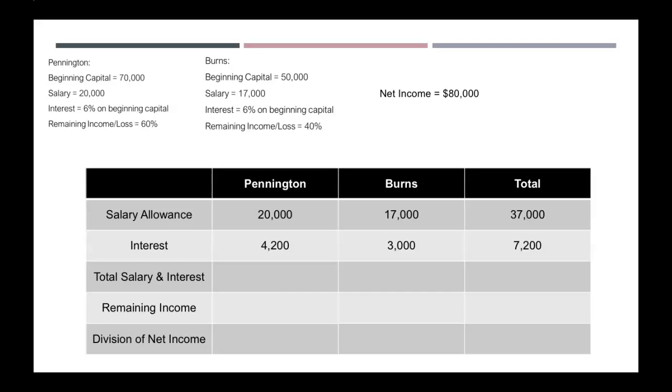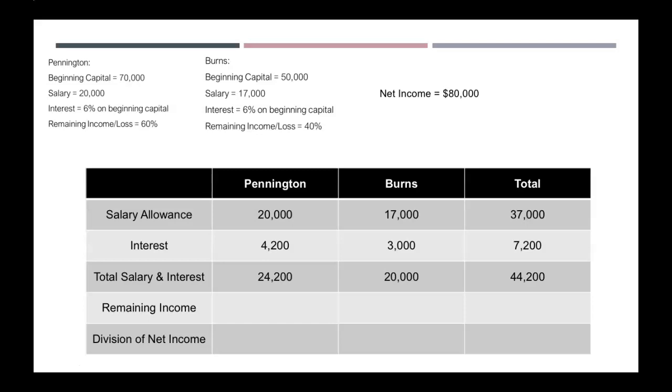Now for total salary and interest, what we do here is we just add up the salary allowance and the interest amount for each owner. So Pennington, that's $24,200, Burns is $20,000, and we see that we have a total of $44,200 tied up right now in salaries and interest.